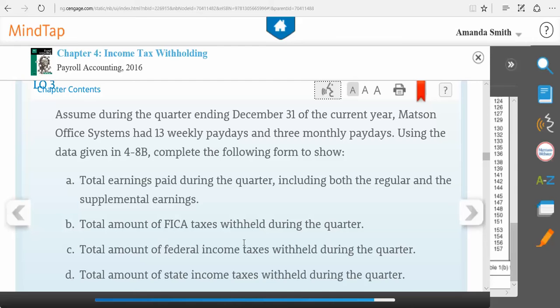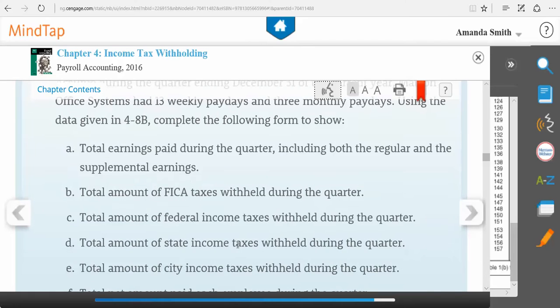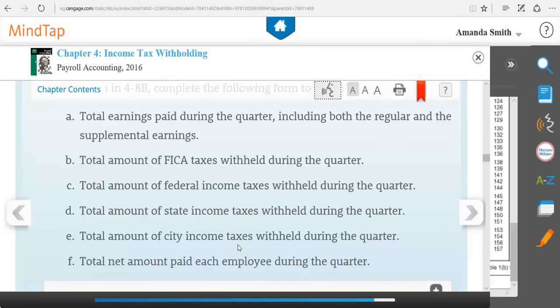Most of the information it's asking for, we've already somewhat figured out, so it's going to make it a little easier to complete this problem. I know it looks very daunting and confusing, but trust me, it's really not that bad.